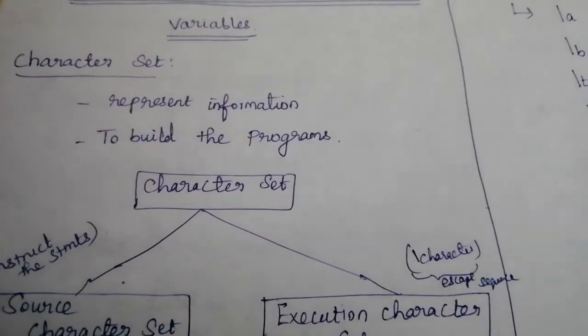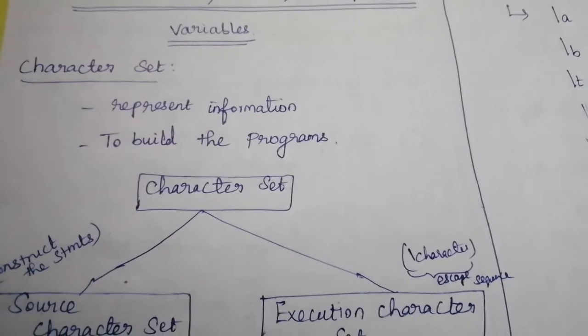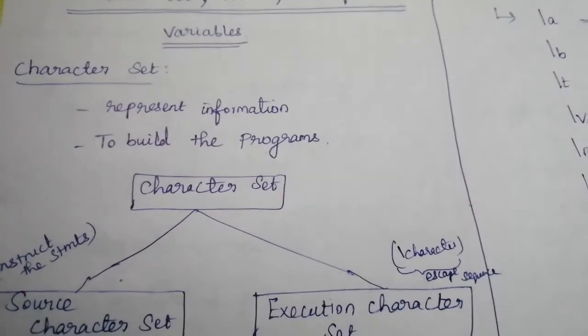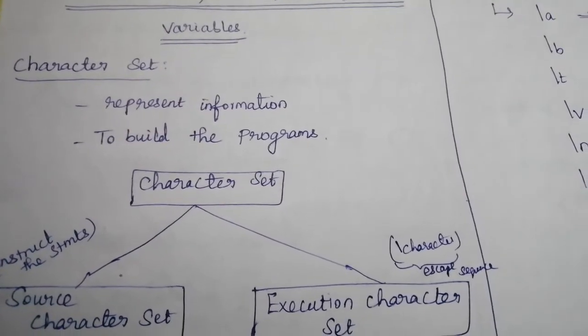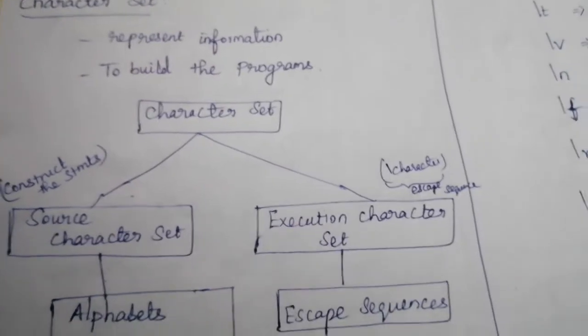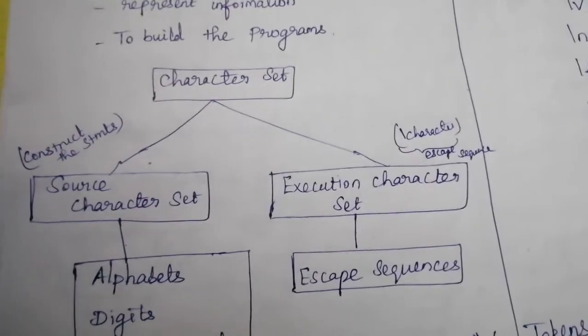Character set. It is the raw material of any language which is used to represent information. A computer language will have a well-defined character set which is useful to build programs for a given application. A character set can be classified into two categories: source character set and execution character set.